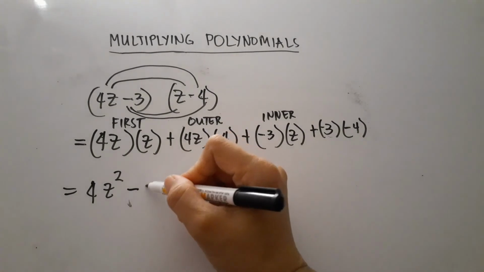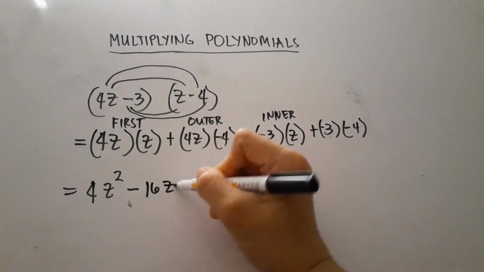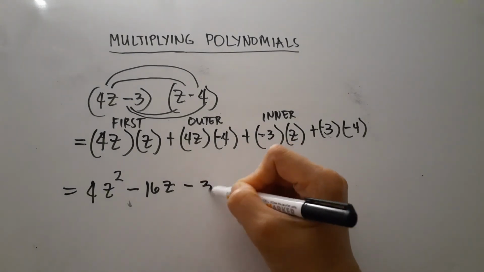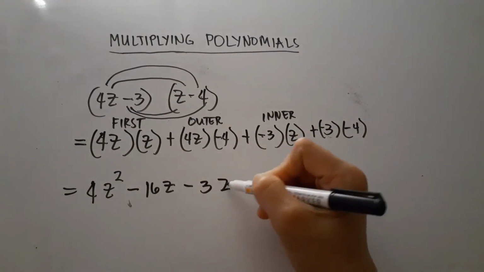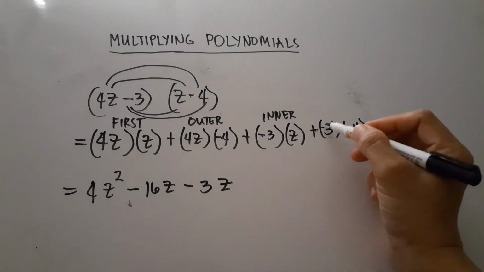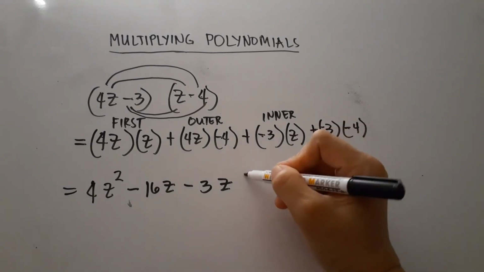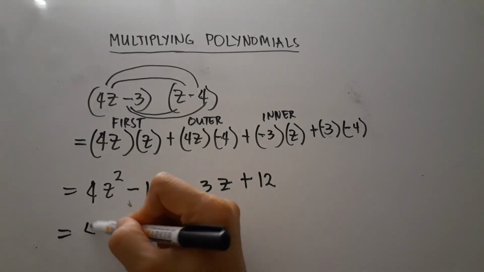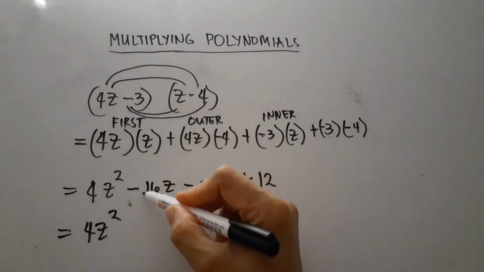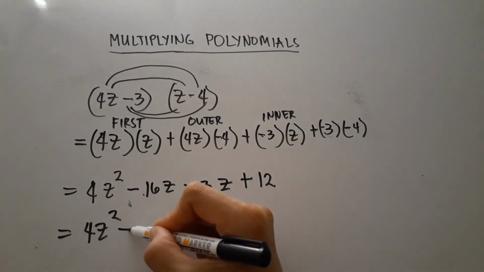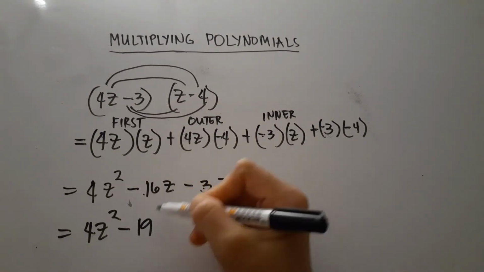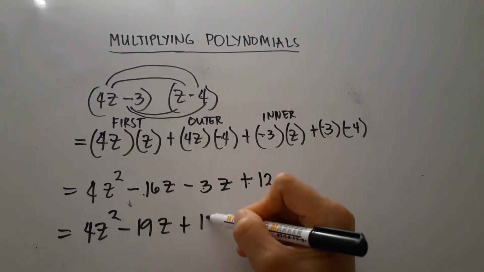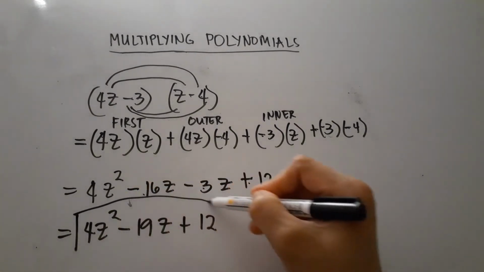Then 4z times negative 4 becomes negative 16z. Remember the sign. Negative 3 times z becomes negative 3z. Then positive times negative becomes negative. 3 times 4 becomes 12. So we collect like terms. Z squared, since negative plus negative becomes negative, so addition 16 plus 3 becomes 19z, plus 12, and this is the answer.